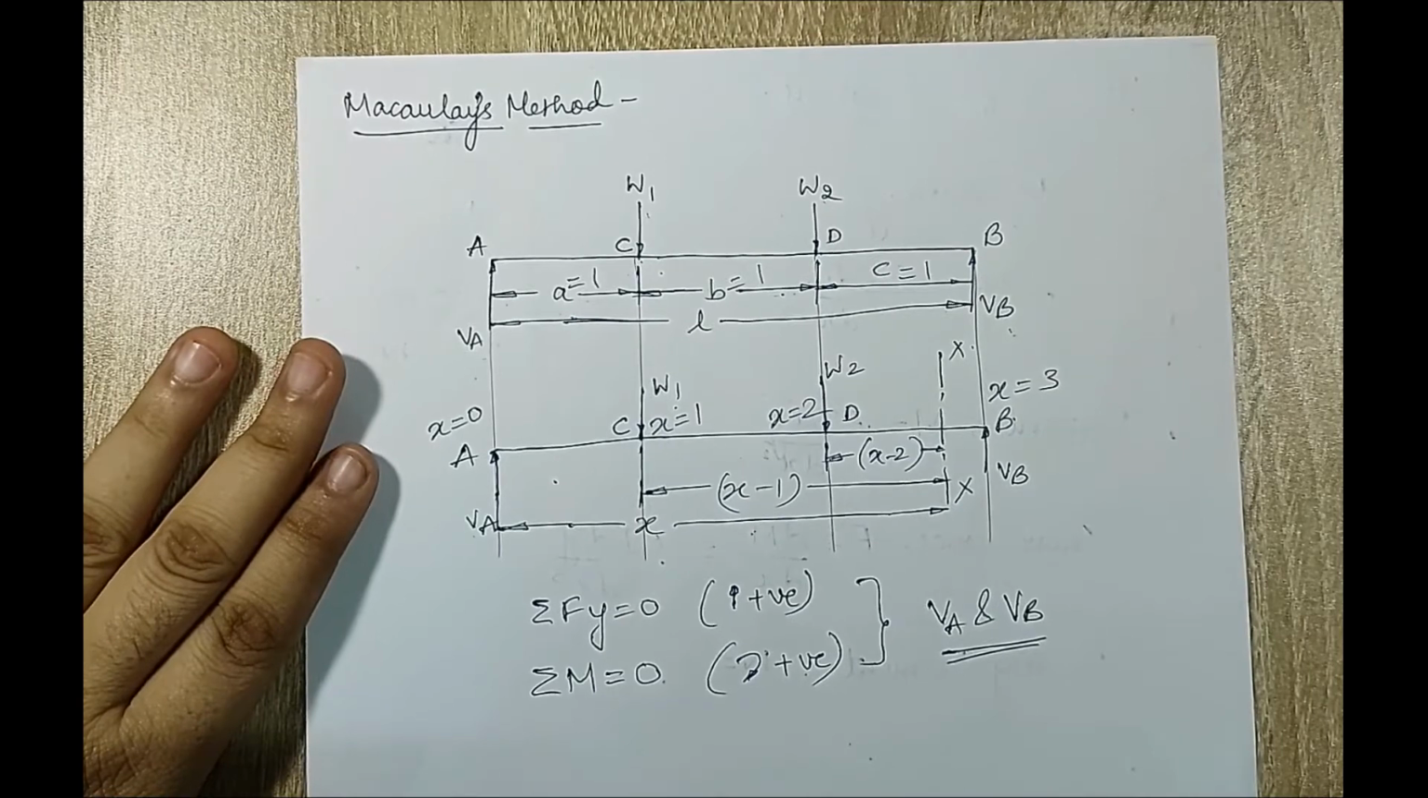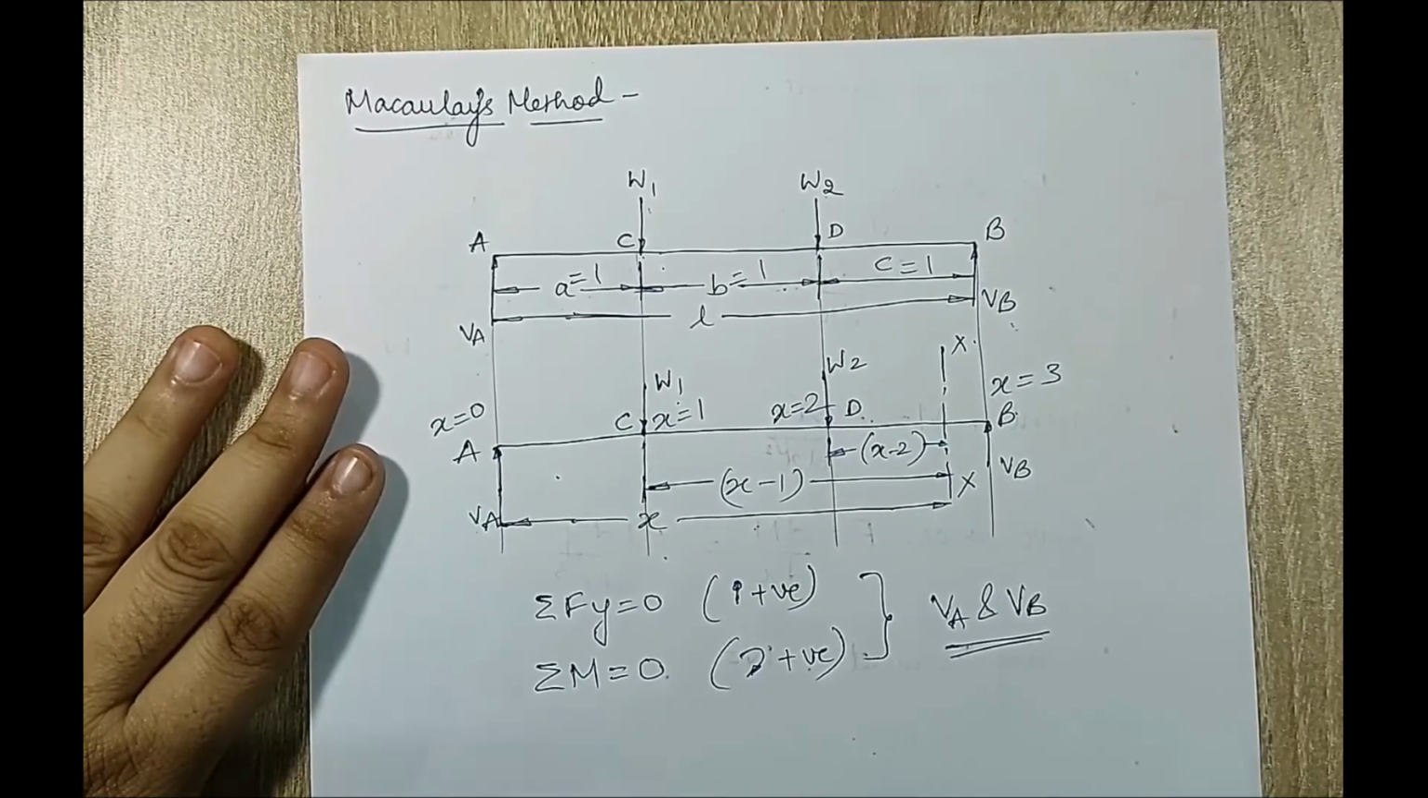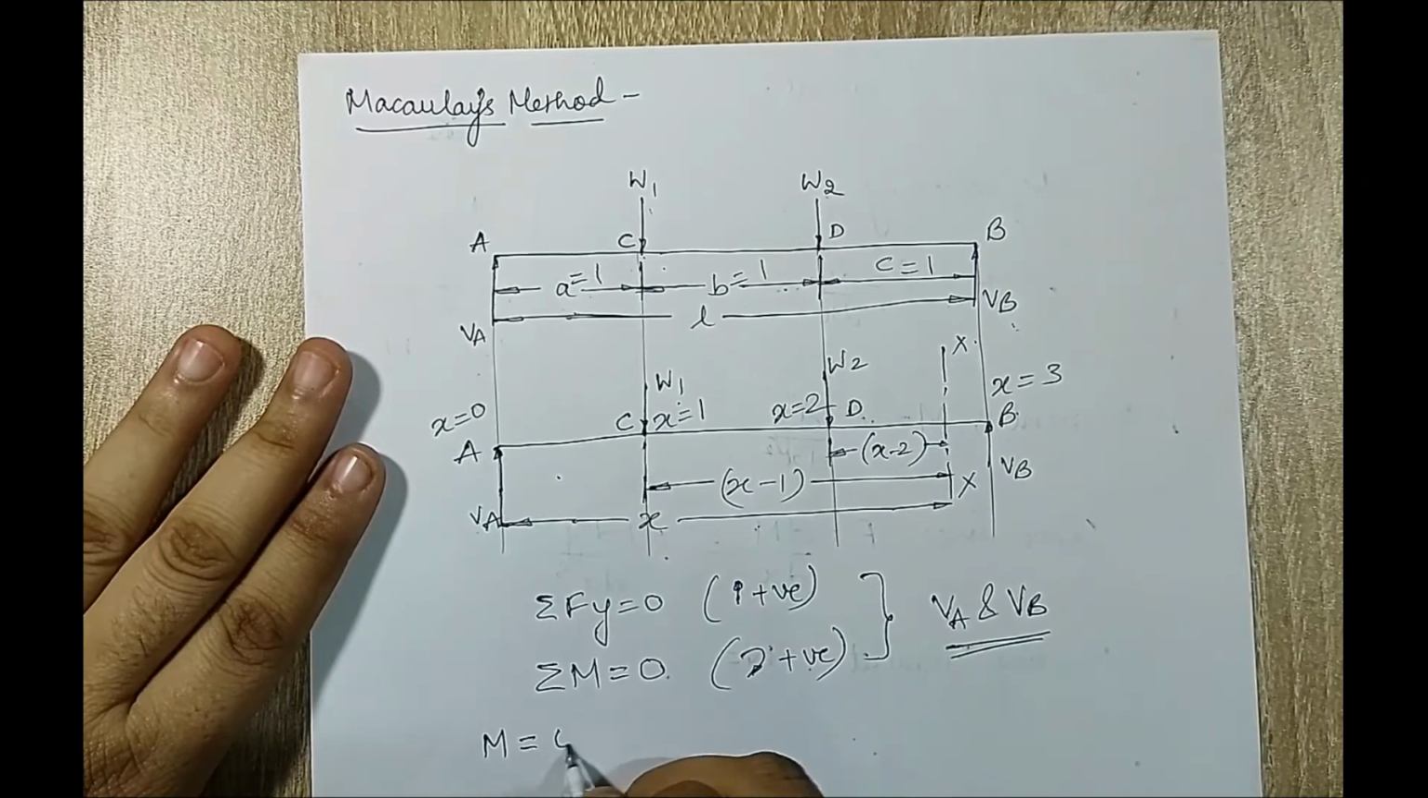Next, I am supposed to write an equation for Macaulay's method using the moment curvature relationship. We know the moment curvature relationship is M is equal to EI d square y by dx square.